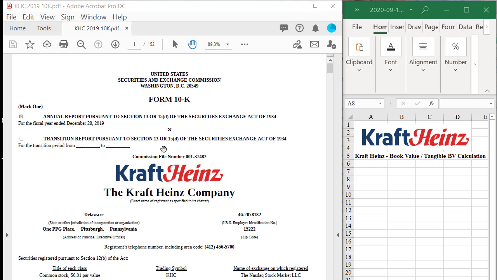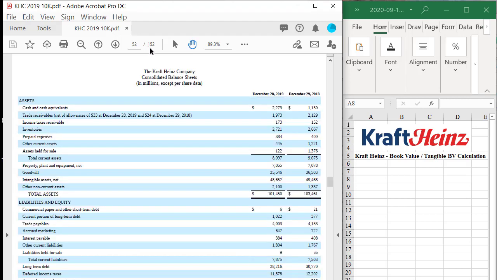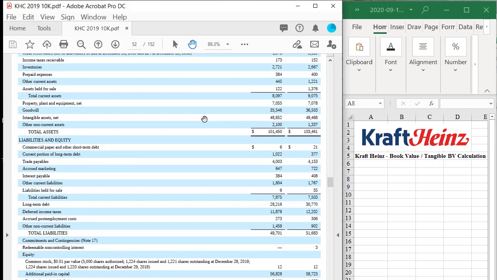So we have here the Kraft Heinz 10-K report for the 2019 year end. I've been in here before, so we'll just jump right to the balance sheet. What I like to do when I'm typically looking at companies is use the company level data. It's just how I tend to look at and value companies, but you can certainly break any of this down into per share data, and we'll do that at the very end.